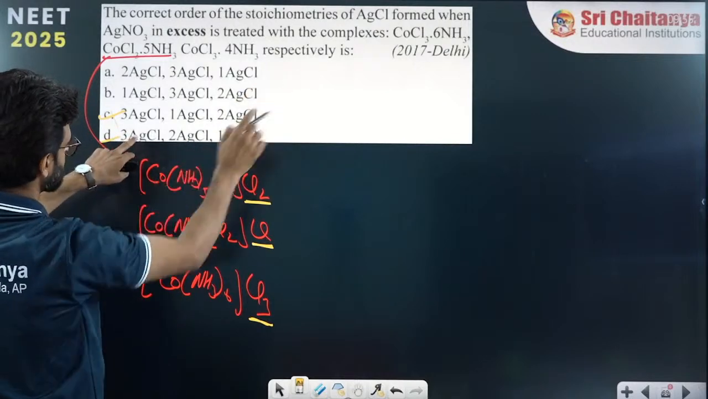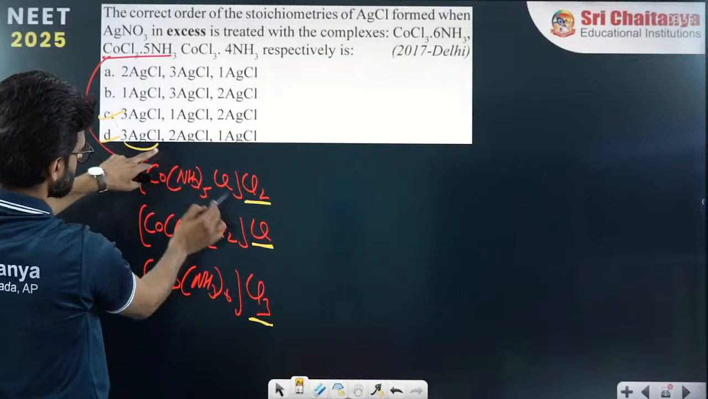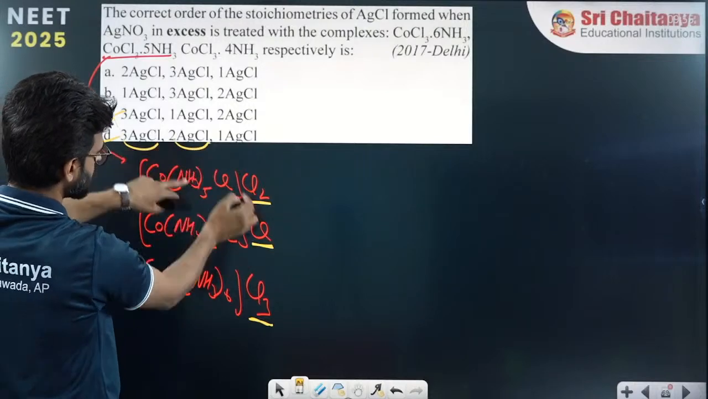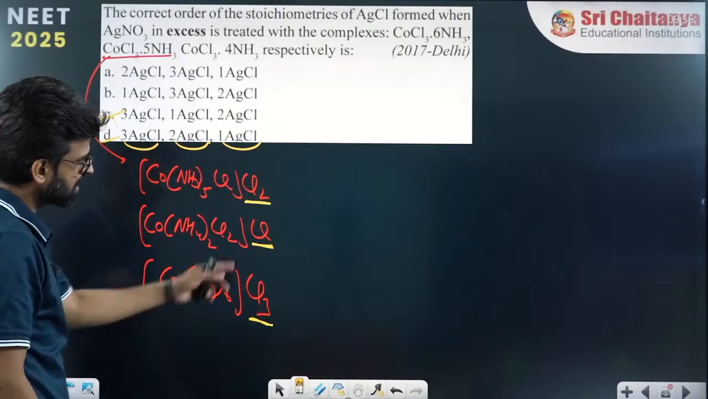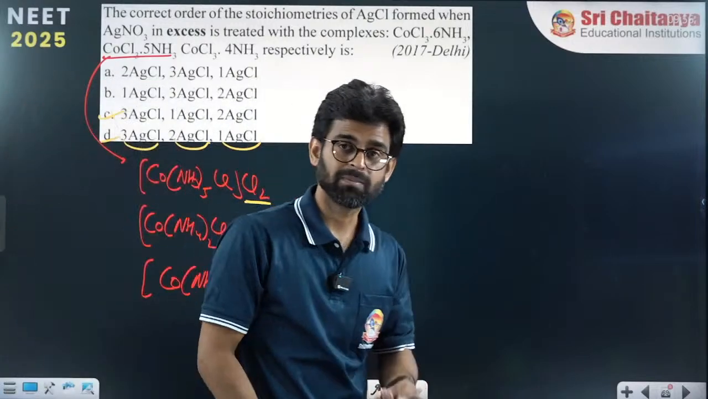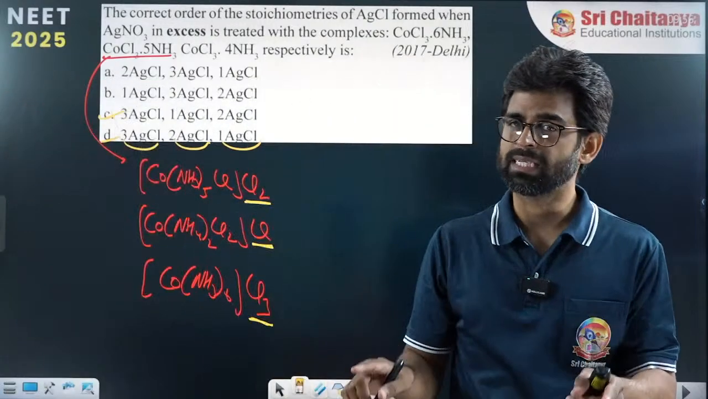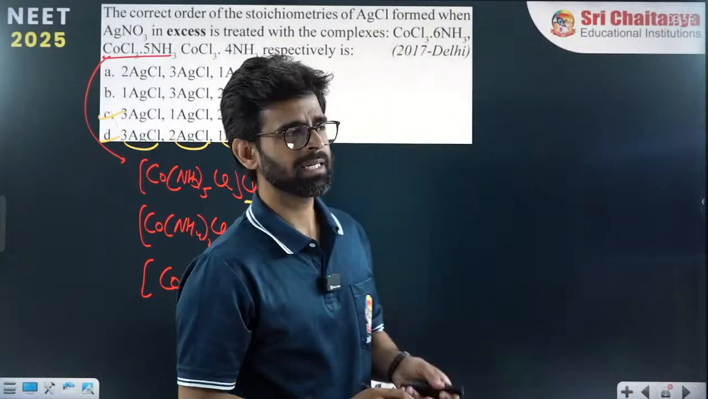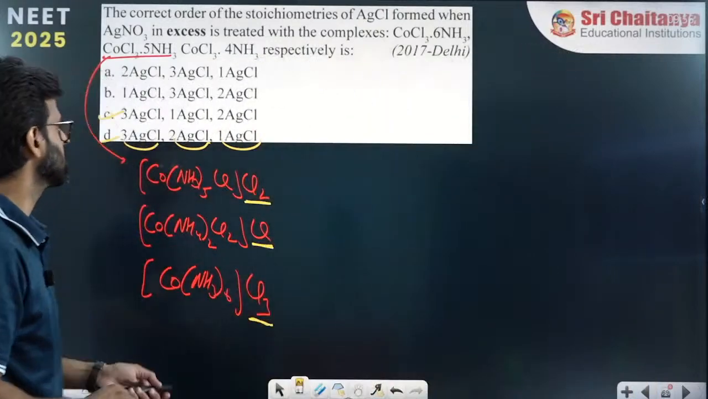First one they are saying, that one. It gives 3 AgCl, it gives 2 AgCl, it gives which one? 1 AgCl, right? Only outside chlorines are ionizable, inside chlorines are non-ionizable, so they will not give AgCl, right? Very important question from the Werner theory.